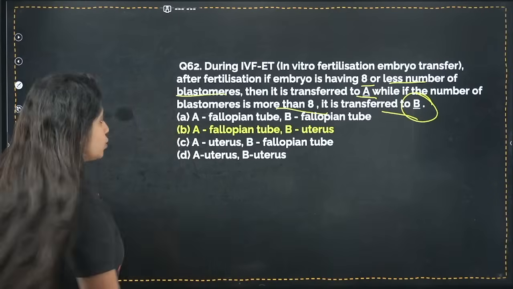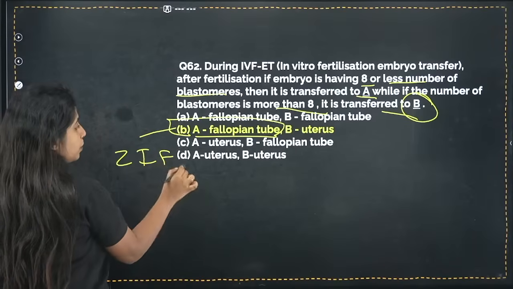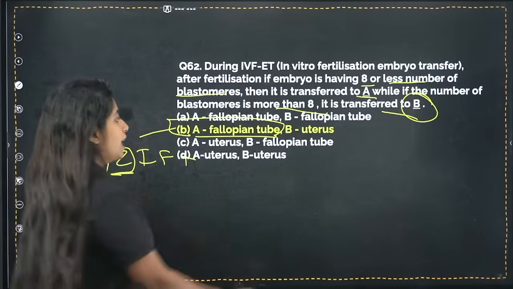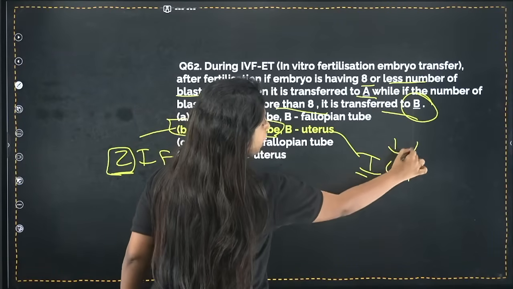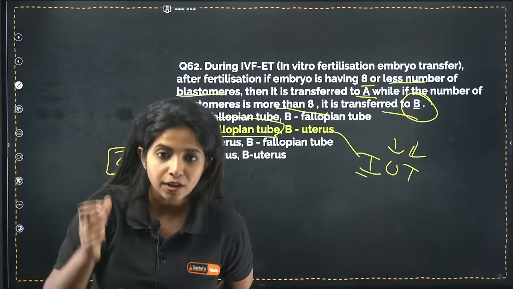This is known as ZIFT, zygote intrafallopian transfer, where it's not just the zygote but also the embryo up to 8 blastomeres. And this is known as IUT, not IUI. This is IUT, intrauterine transfer, where you are putting the embryo with more than 8 blastomeres inside the uterus.